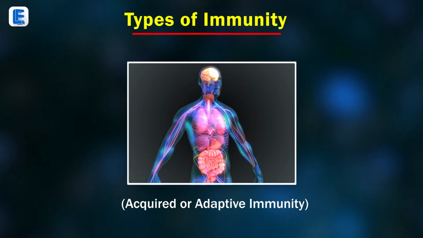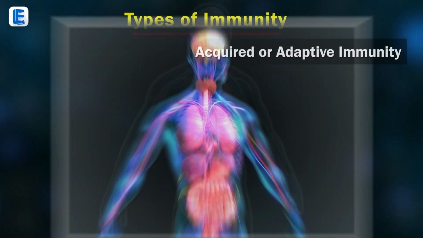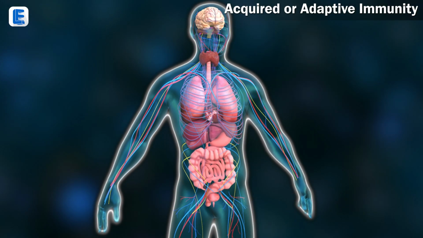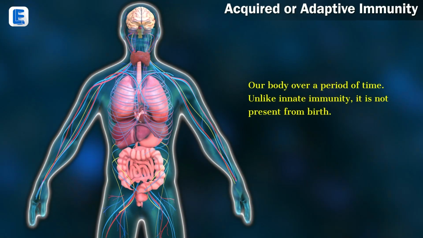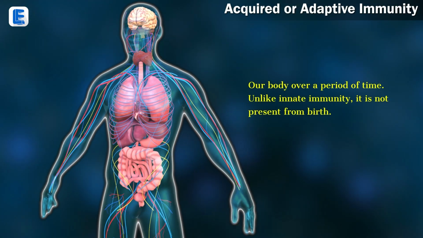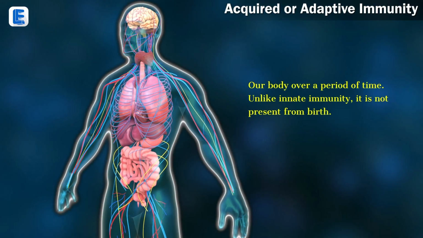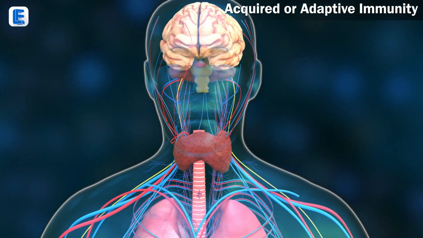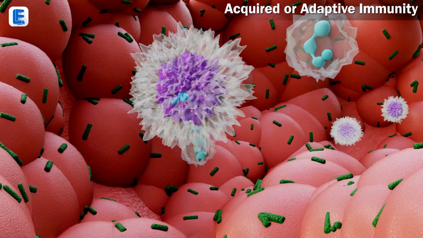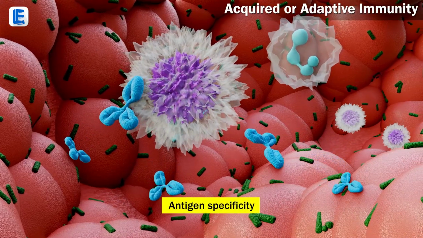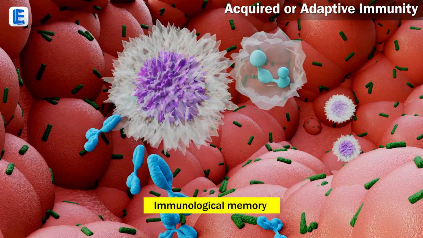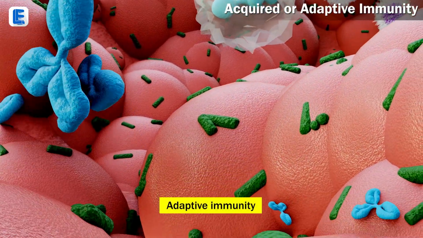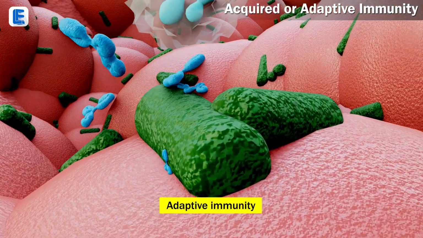Acquired or adaptive immunity. Acquired or adaptive or accommodative immunity is the immunity power acquired or being acquired by our body over a period of time. Unlike innate immunity, it is not present from birth. Immunity is formed only after production of antibodies following entry of a microorganism or antigen into the body. Therefore, it has antigen specificity. It exhibits immunological memory, or memory of immunity. Adaptive immunity is pathogen-specific, and it is characterized through memory.